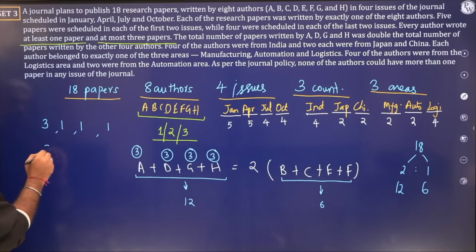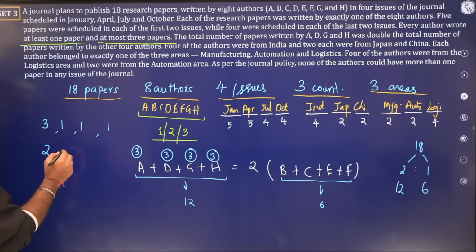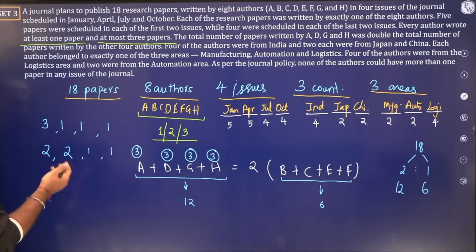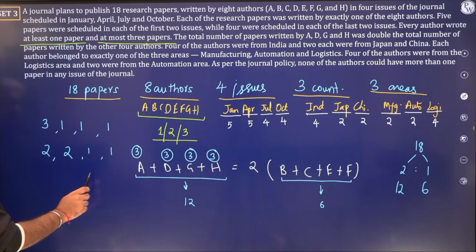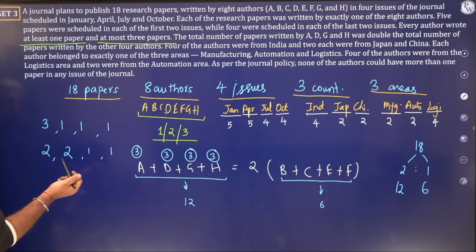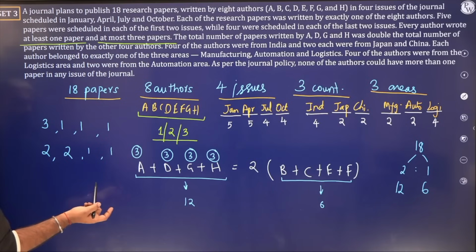If one of them submits 2, then now we have 4 papers remaining. 4 needs to be distributed among 3 people. So there will be another 2 and then 1 and 1. Could there be a third case? Could we have three 2s here? Not possible, because three 2s will give us 6 and this can't be 0. If I were to increase any of them, one of them will have to decrease. Or if I were to decrease any, one will have to increase.